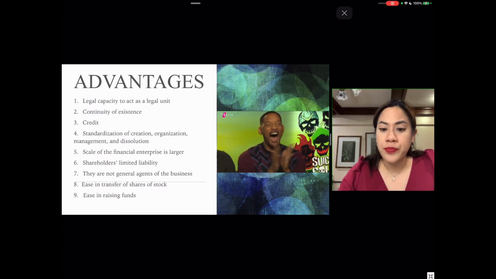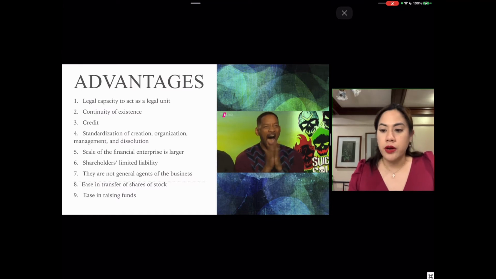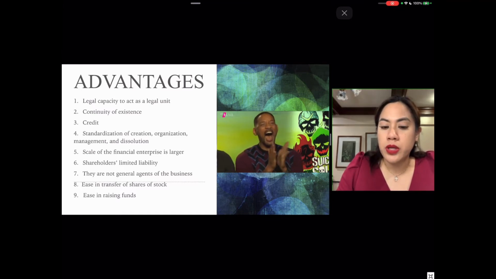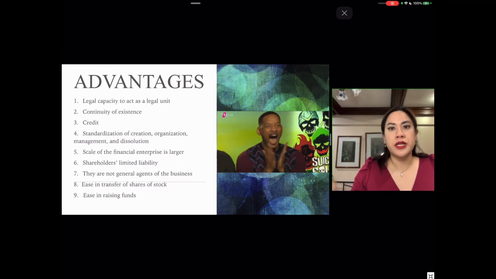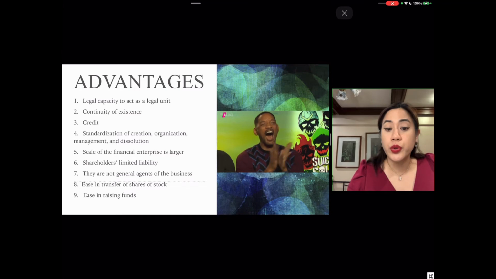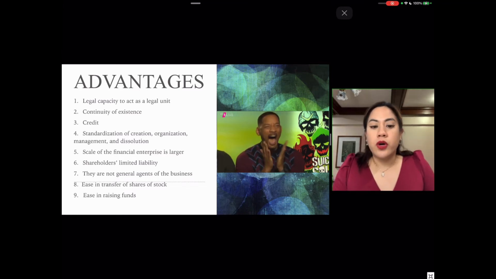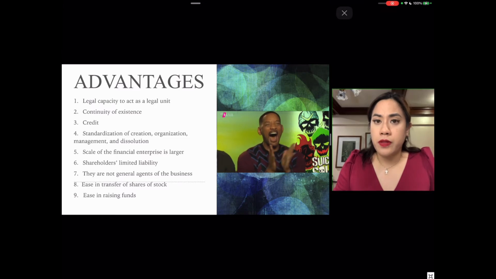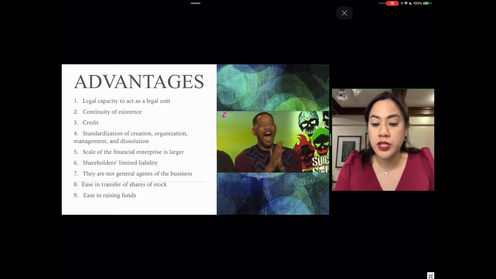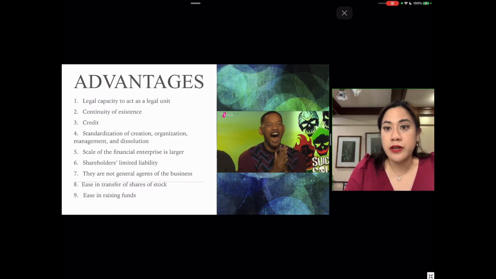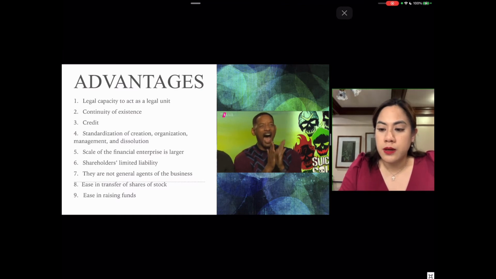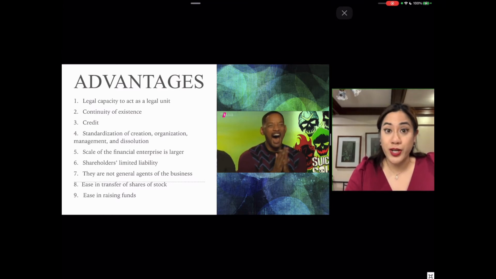Unlike a partnership where we have to determine whether there was really an agreement between the parties to contribute money, property, or industry to a common fund with the intention of dividing profits among themselves. At least this way, you'll just have to check, did the incorporators follow the requirements under the Revised Corporation Code. Number 5, because of the consequences of a corporation, there is now the ability to have a larger financial enterprise because it's composed of several individuals, and actually a corporation can be composed of corporations as well.